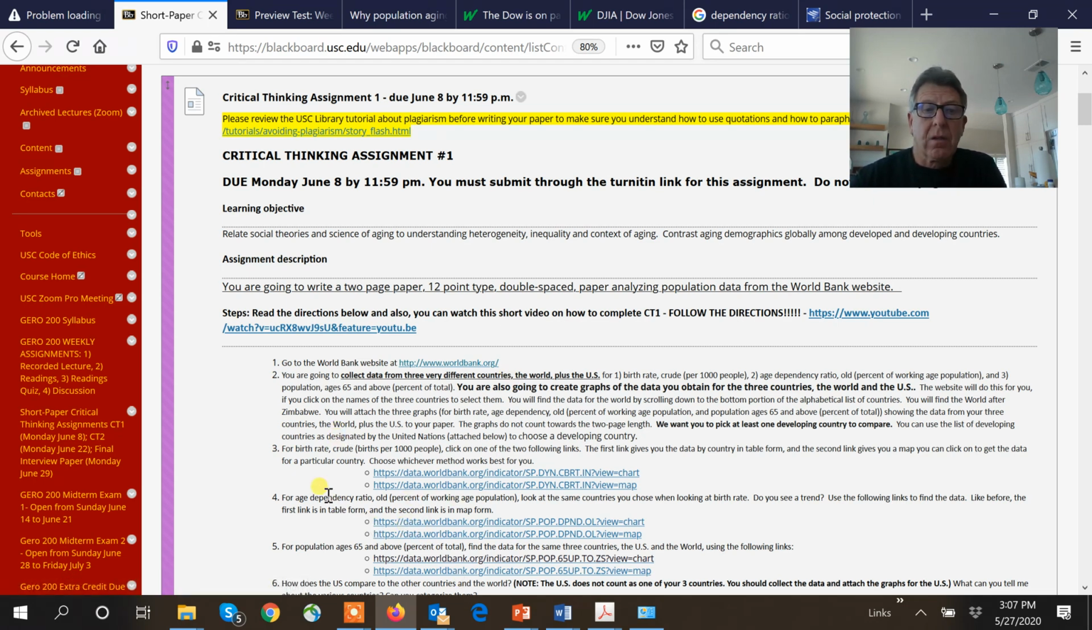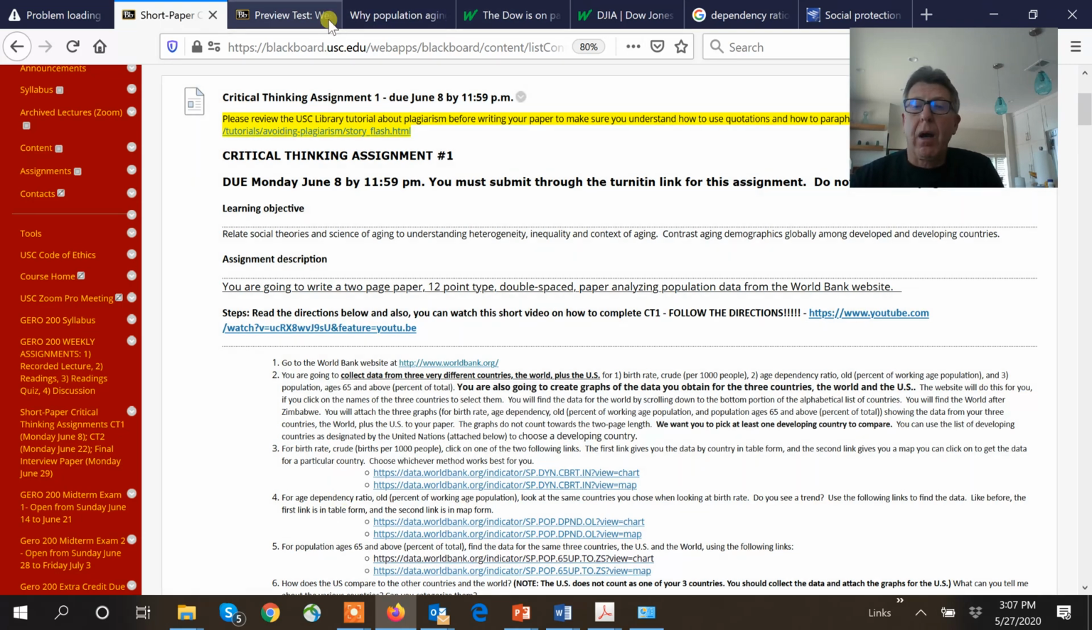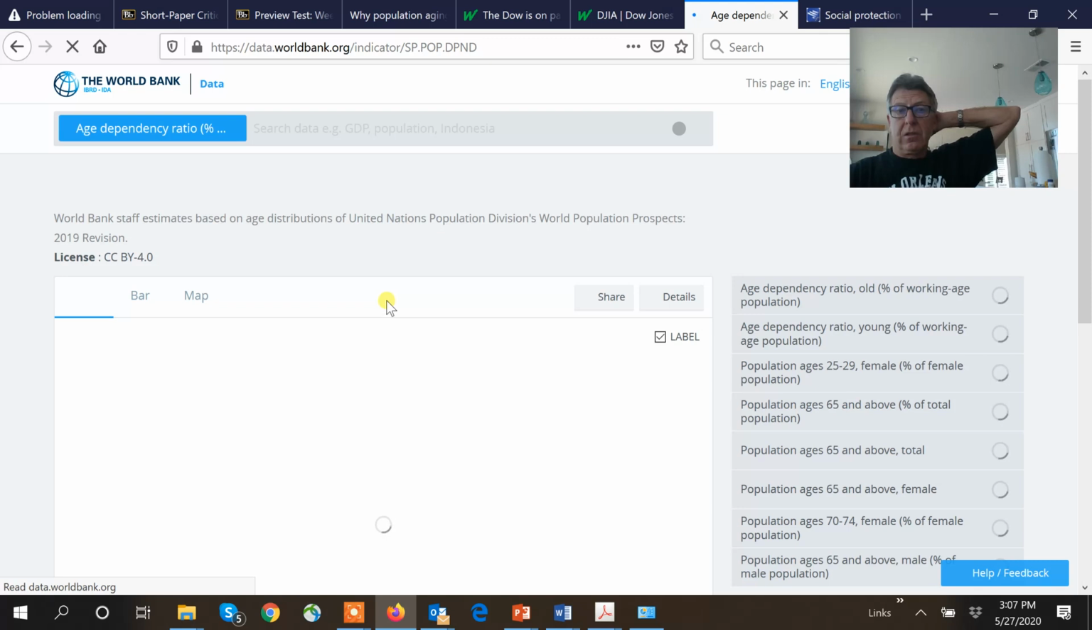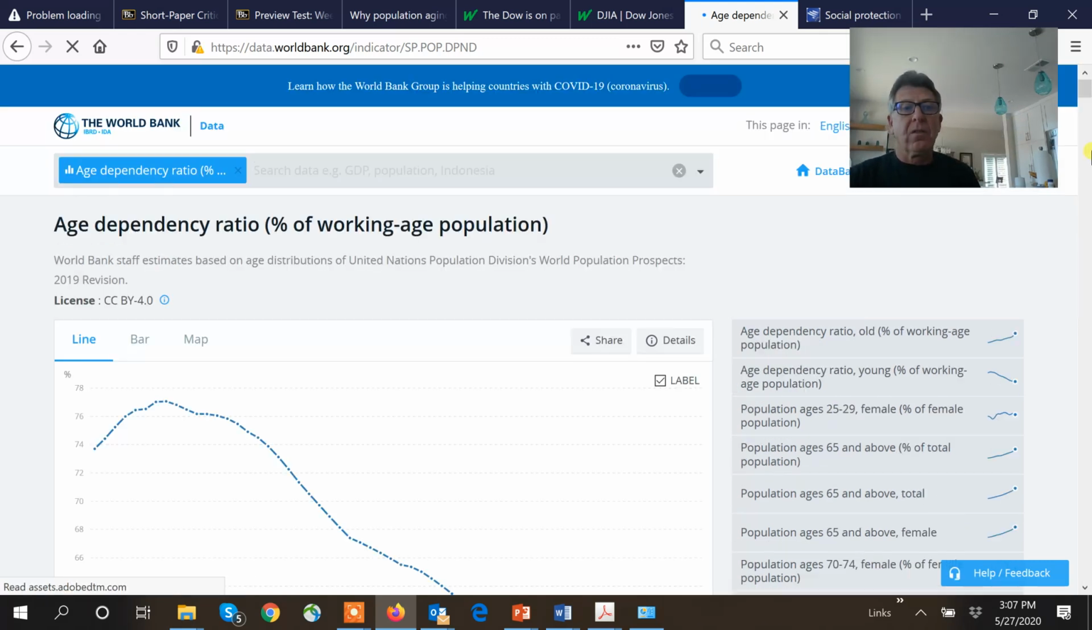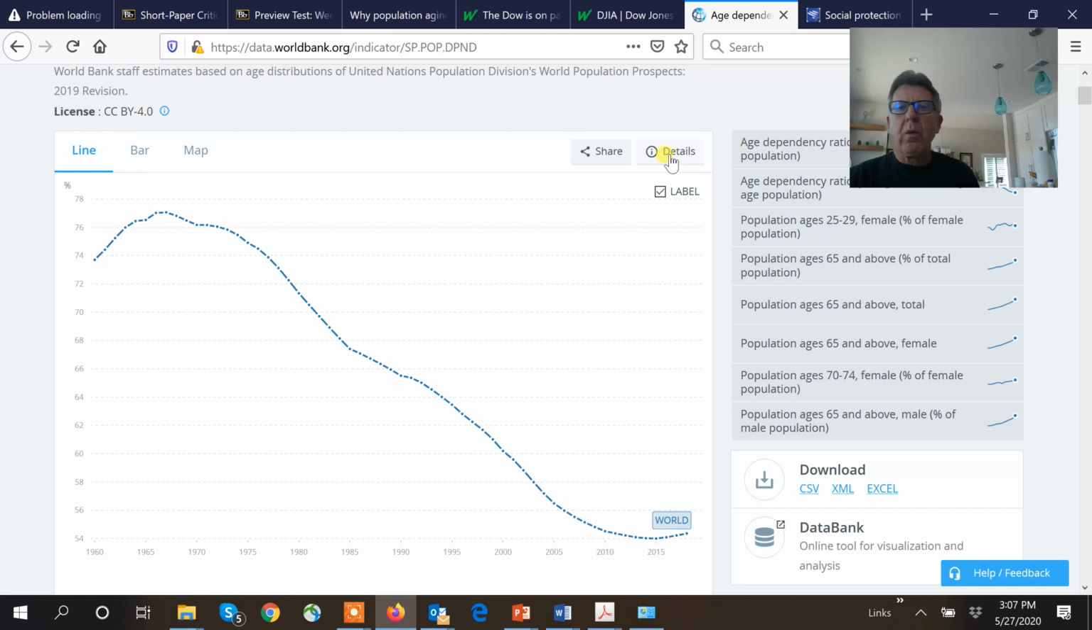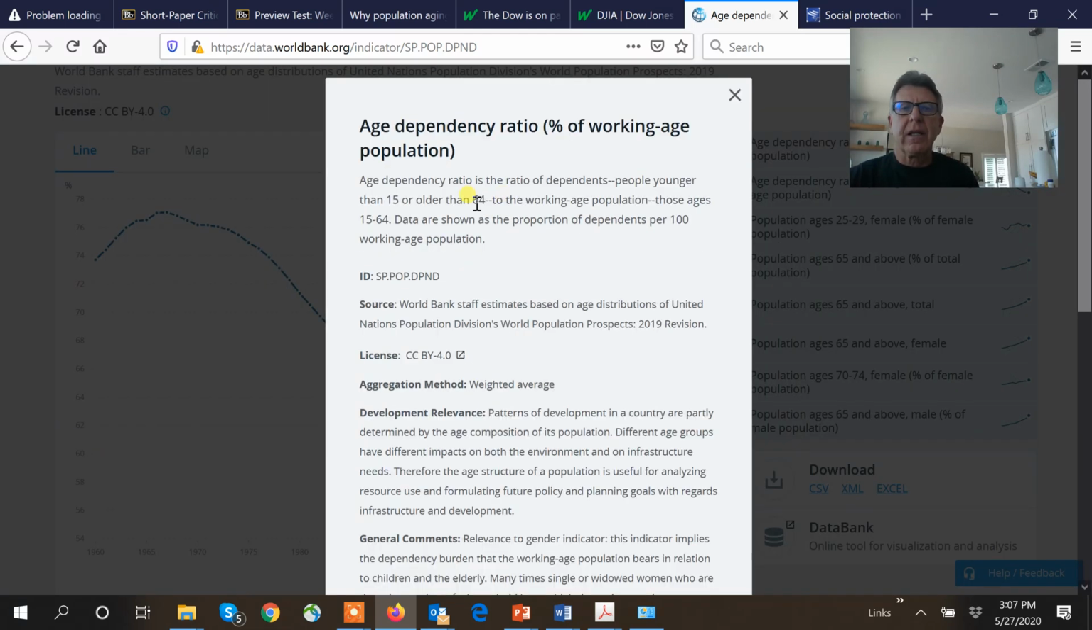We can look at birth rate, dependency ratio. That goes back to the discussion that I had about a lot of pensioners and fewer people that can fund that pension. So if I go over here, I just did a quick Google: dependency ratio over the next 25 years, and it takes us right to the very first thing that pops up. It shows how important this database is. The World Bank shows these are world dependency ratios. If you want to know what's going on, it says details, and you click on that and it explains what it is. The age dependency ratio is a ratio of dependents.